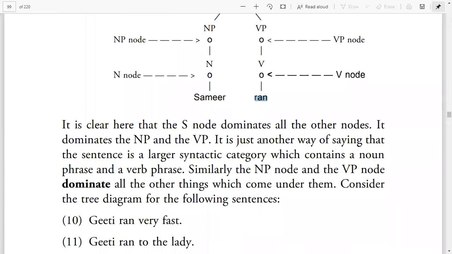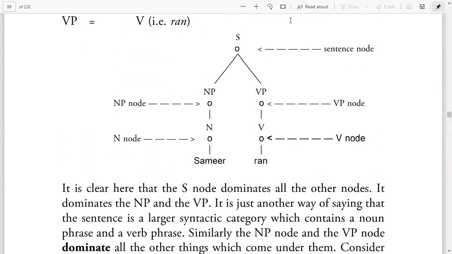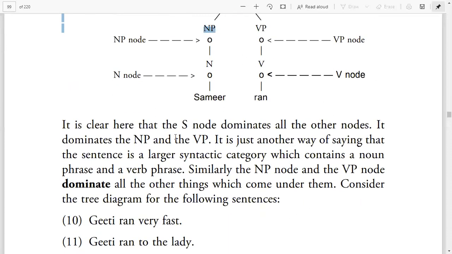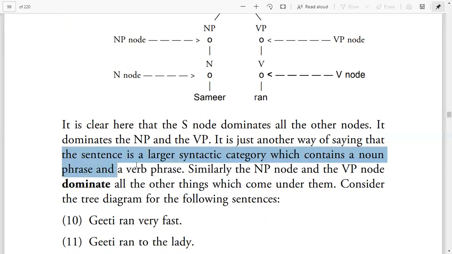Here that S node dominates all the other nodes, that is the verb phrase and the noun phrase. It is just another way of saying that the sentence is the largest syntactic category which contains a noun phrase and a verb phrase. You can define sentence in this way as well. The sentence is the largest syntactic category which contains a noun phrase and a verb phrase, right?